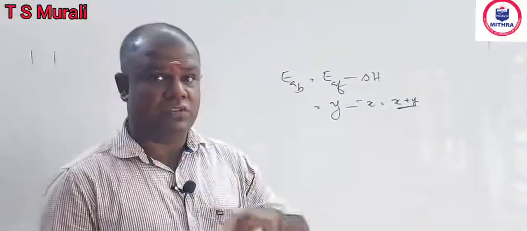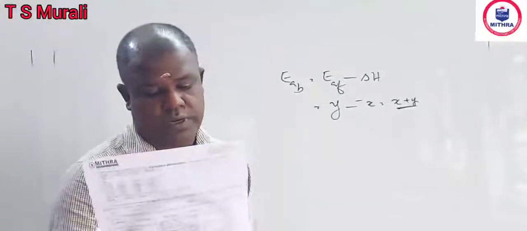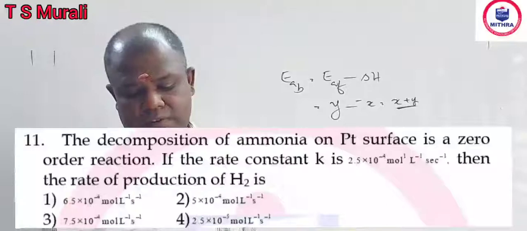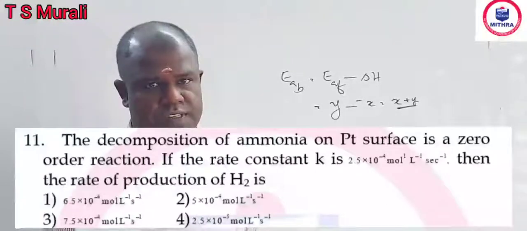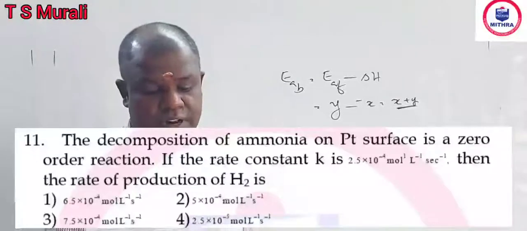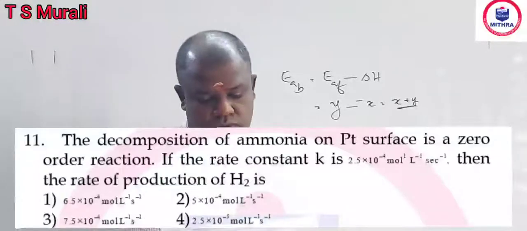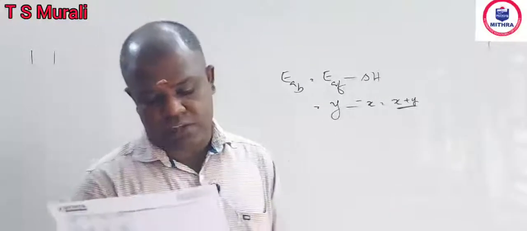Okay, sign convention of enthalpy change, that is accounted. Clear? Next one, decomposition of ammonia on platinum surface is zero order. Most of the surface reactions have zero order kinetics. Question number 11. If the rate constant is 2.5 into 10 raised to minus 4 mole per liter, then the rate of the production of hydrogen.